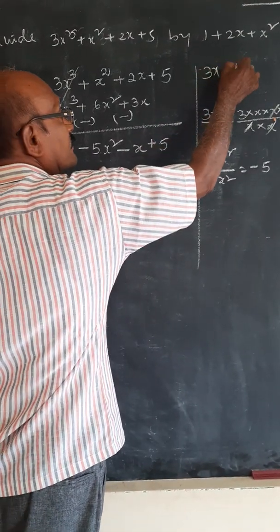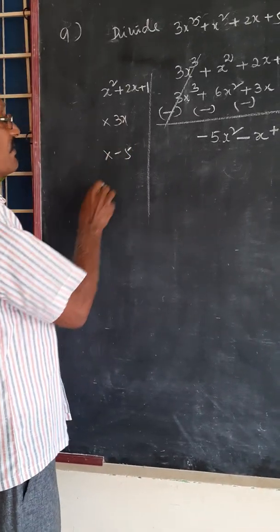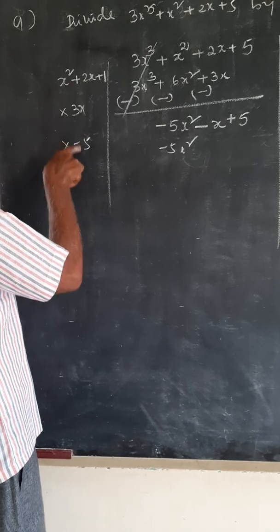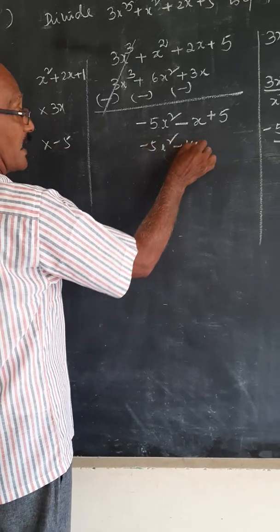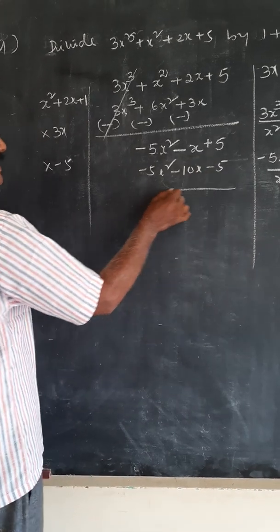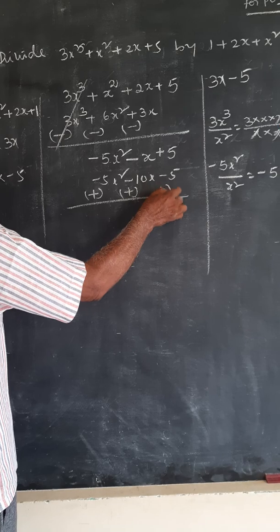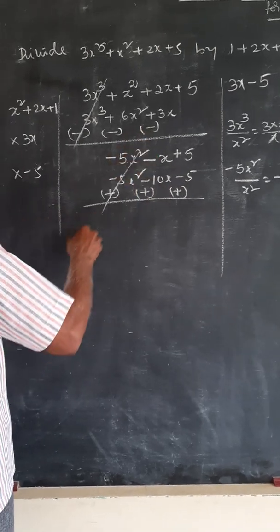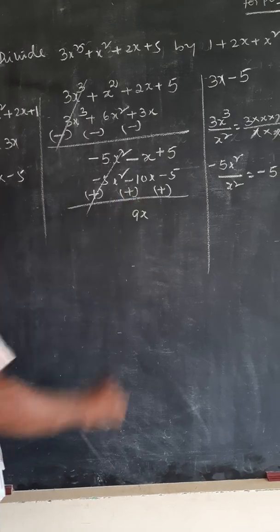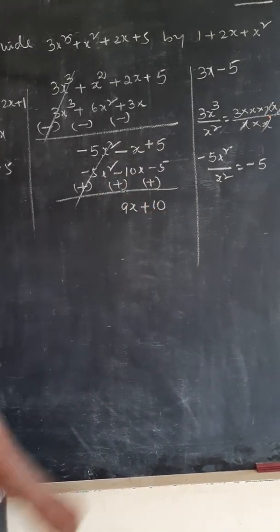Take the quotient as minus 5 and multiply with minus 5. The first term, minus 5x square product. The next product, minus 10x, and the last one, minus 5. Subtraction: plus, plus, plus. These two are cancelled. Minus 1x plus 10x, subtraction, plus 9x, plus 5 plus 5, plus 10.